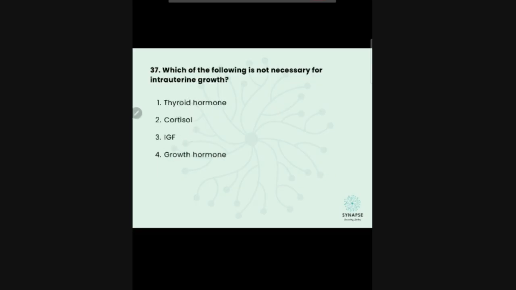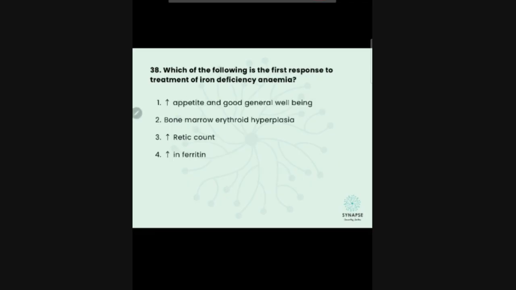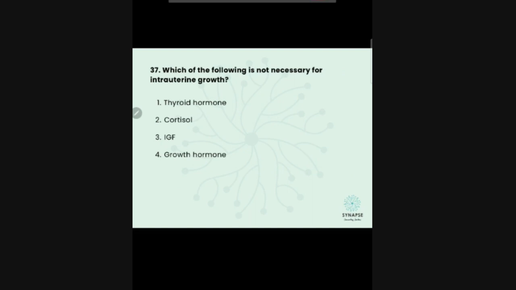So next, question 37. Which of the following is not necessary for intrauterine growth? A very, very repeatedly asked question. The first option is thyroid hormone, second option is cortisol, third option is IGF, fourth option is growth hormone. Normally we will be very much tempted to tick IGF or cortisol, something like this. But remember that growth hormone is not necessary for intrauterine growth.